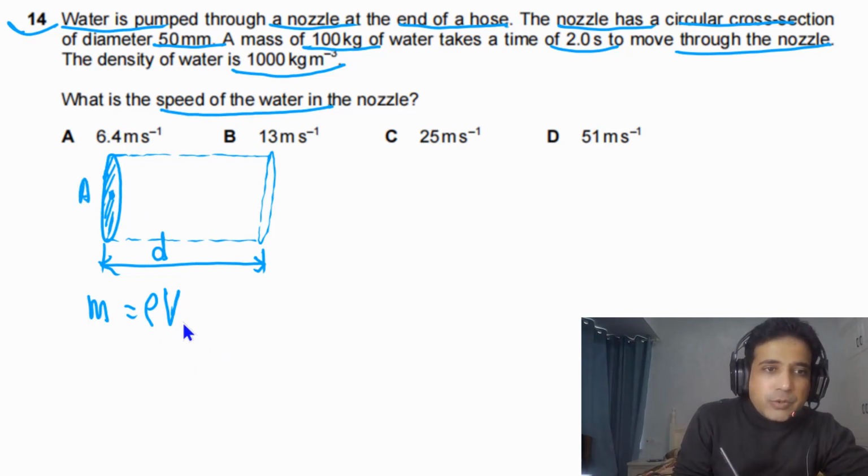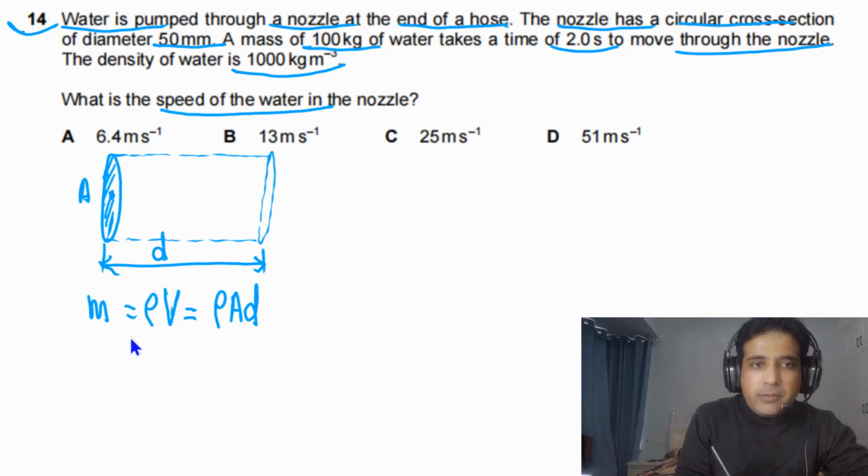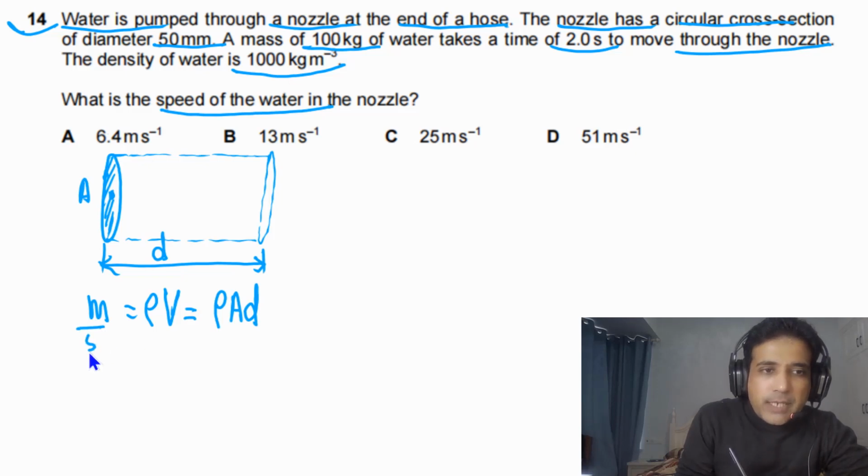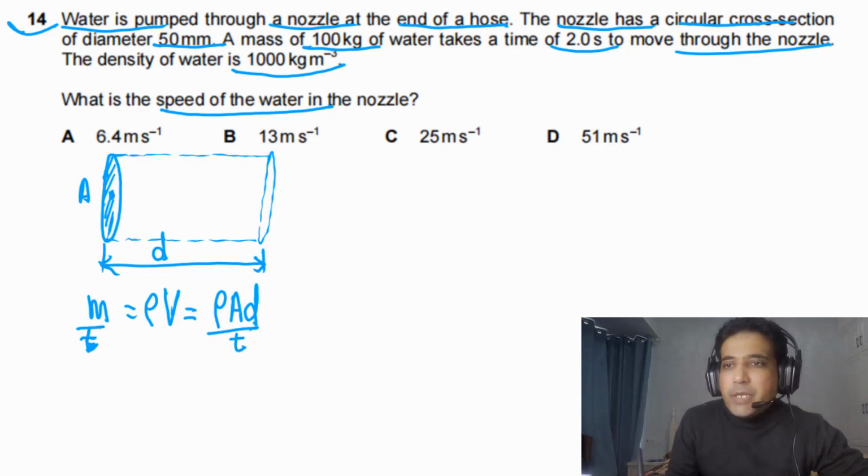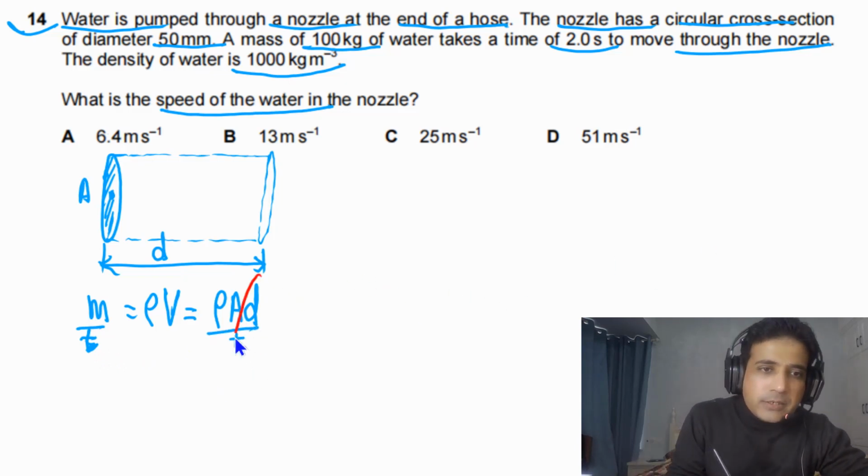So we can rewrite this one. We can say rho times A, so volume is equal to A times d. Now if we divide both sides by time, so let's say we divide this side by time and also we divide this side by time. Now you can simply see from here, distance traveled over time taken, this one is equal to speed. So we have mass over time. This is simply equal to rho times A times speed. So this is the speed of the water.